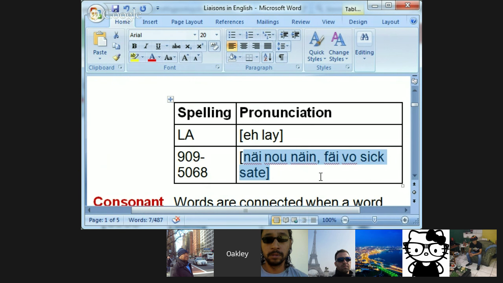9095068. Even when we slow it down and we're carefully pronouncing these numbers, like giving somebody a phone number, here, put this in your cell phone, it would still sound like this. 9095068. Even the slowed down version, you would hear it like this.